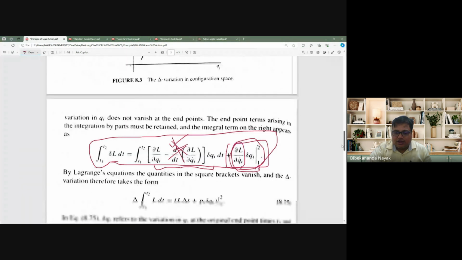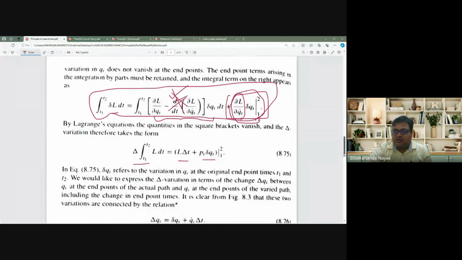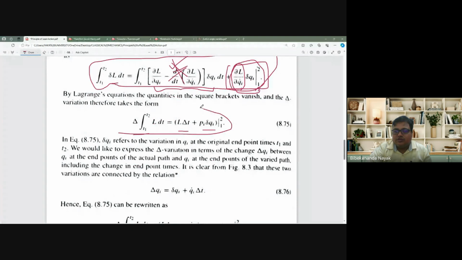So finally, for delta of L dt we found L delta t, which is nothing but L delta t2 minus delta t1. I can write it as L delta t with limits from t1 to t2, meaning L delta t2 minus L delta t1. So I write this. This term is 0, so this is the equation.